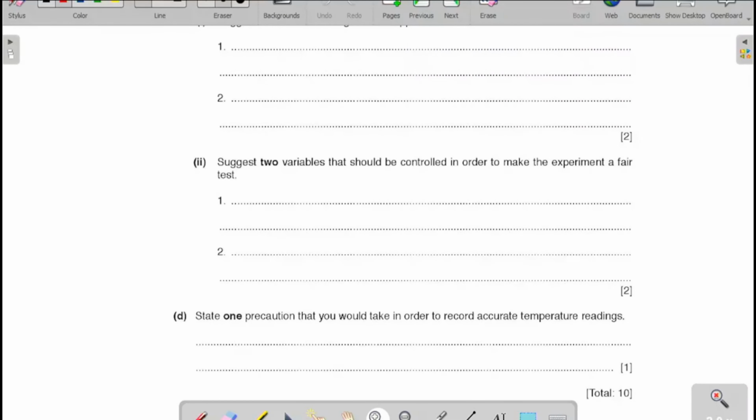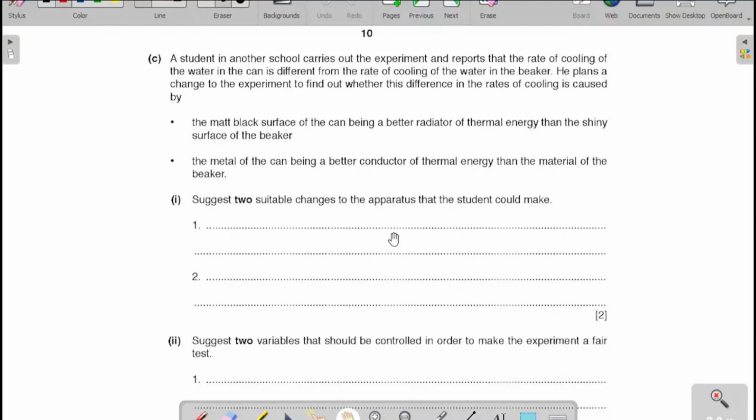Now, a student in another school carries out the experiment and reports that the rate of cooling of water in the can is different from the rate of cooling of water in the beaker. He plans a change to the experiment to find out whether this difference in the rates of cooling is caused by the matte black surface of the can being a better radiator of thermal energy than the shiny surface of the beaker, the metal of the can being a better conductor of thermal energy than the material of the beaker. Suggest 2 suitable changes to the apparatus.